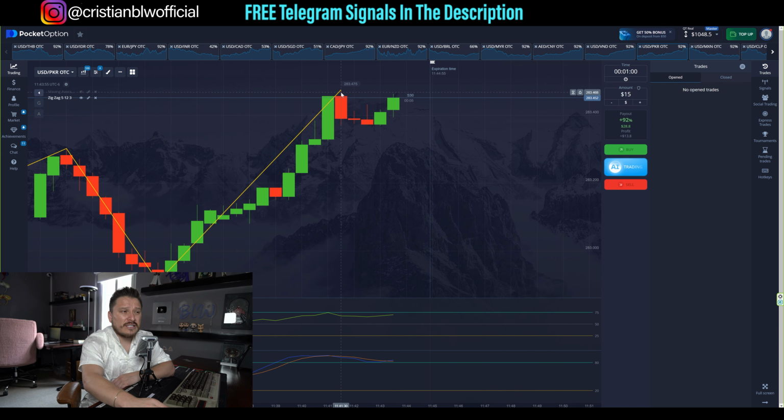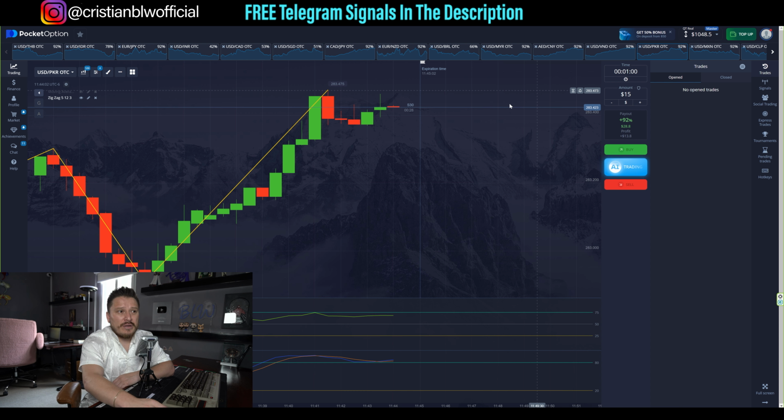Take a look. This one right here, the zigzag is not touching the candlestick yet because it actually needs to break this level. But once it actually touches, then you can enter a 1 minute position.